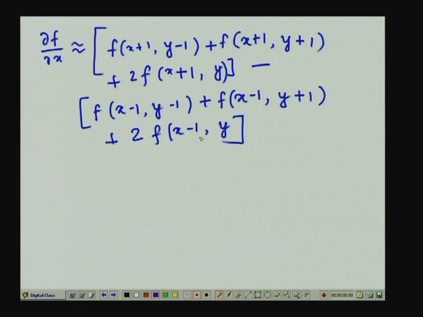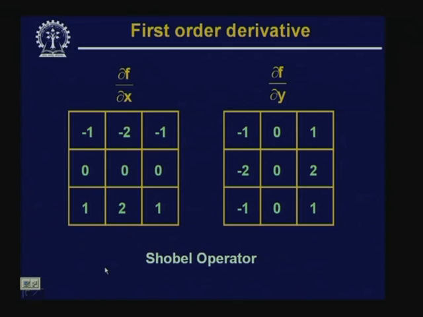Now, once we have this kind of discrete formulation of the first order derivative, similarly, I can find out del f del y, which will also have a similar form. Once I have such discrete formulations of the first order derivatives, we can have a mask which will compute the first order derivative of an image. So, for computing the first order derivative along x direction, the left hand side shows the mask, and for computing the first order derivative along y direction, the right hand side shows the mask. And later on, we will see that these operators are known as Sobel operators.